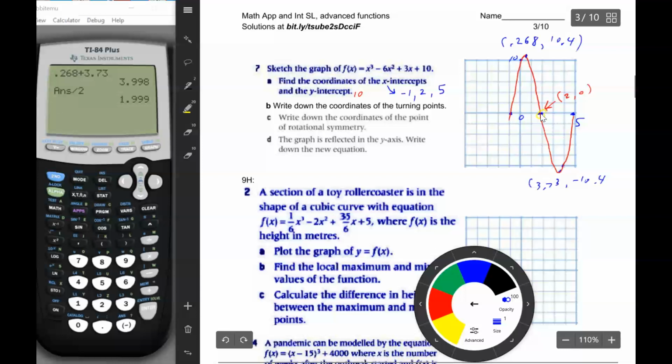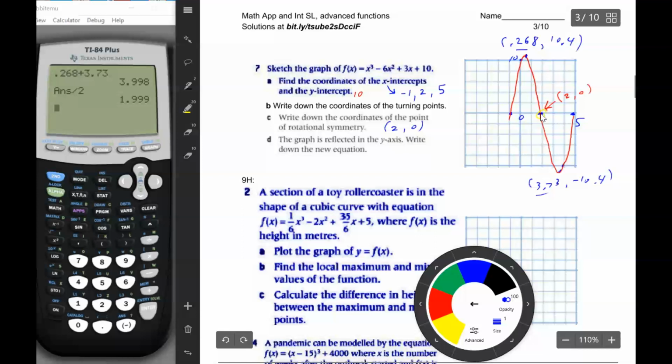And the turning points I wrote down on the graph. Write down the coordinate of the point of rotational symmetry. It's 2, 0. And how did I do that? I found the average of the x coordinates of the max and the min. That should give me, in theory, the point exactly in between the two. And I didn't even need to find the y, because I already knew that if the x coordinate was 2, then the y coordinate would be 0, because that's an x-intercept, right?